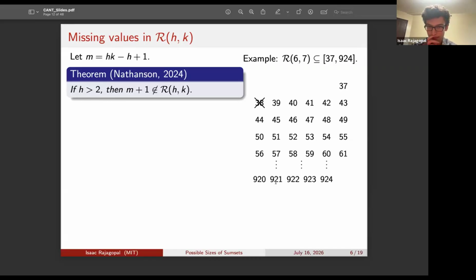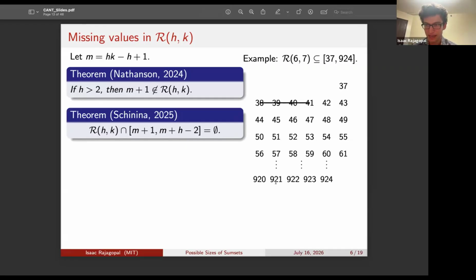And this result was extended by Skinina, sorry if I'm mispronouncing that, last year. And he extends this missing value to a missing interval. So here we have an interval of h minus 2 elements, and none of them can be possible sumset sizes of a six-fold sum of 7 integers. Yeah, so this shows that there's some complexity going on here.